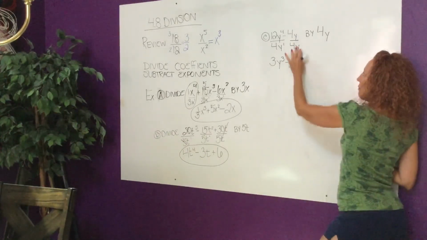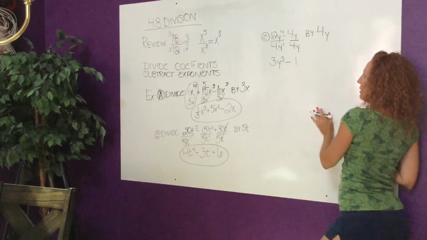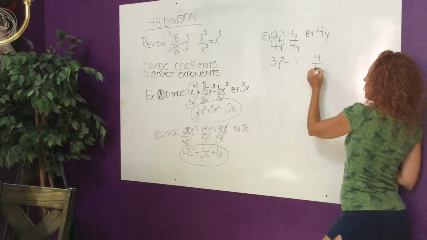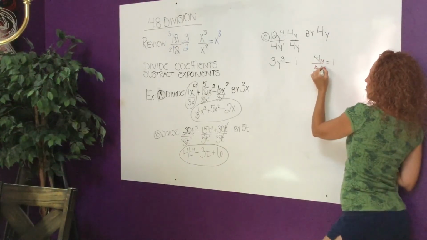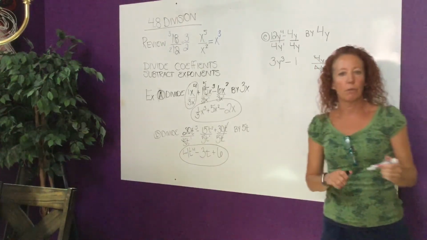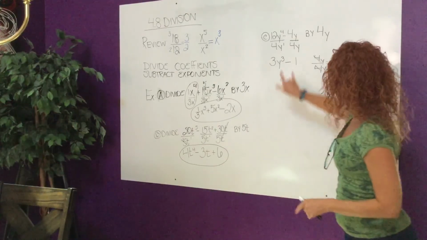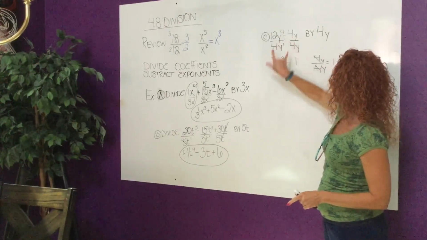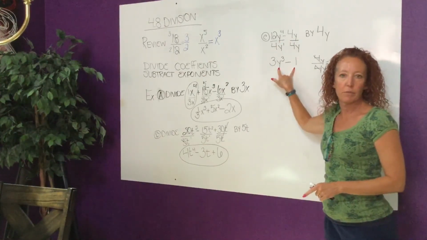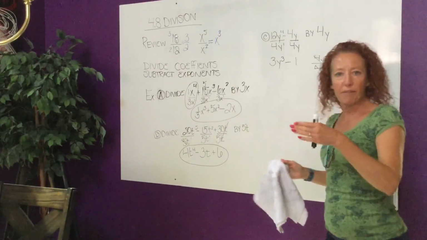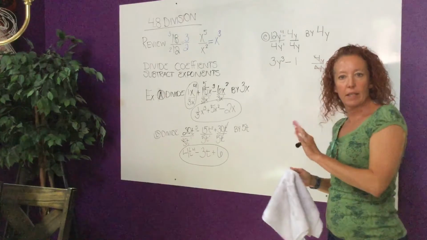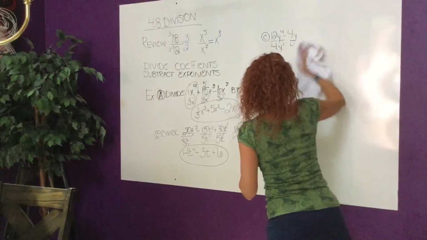You don't just drop that off. You need that placeholder. 4 over 4 reduces to 1. Y over y reduces to 1. So if there are 2 terms in your problem, there are 2 terms in your answer. All right. You might want to fast forward right here. It's going to take me a second to erase all this.